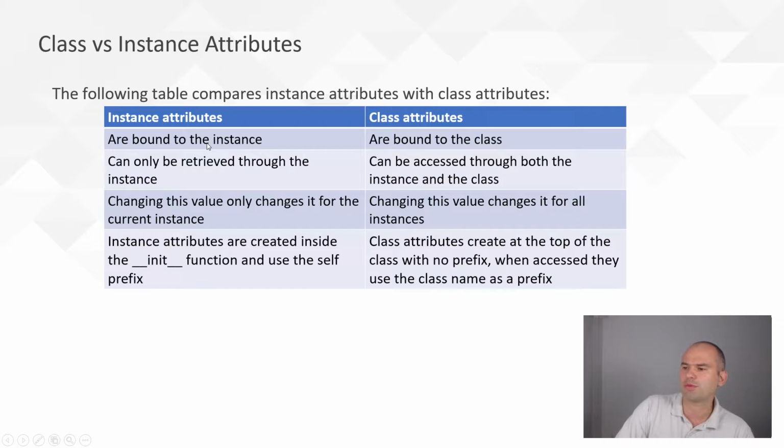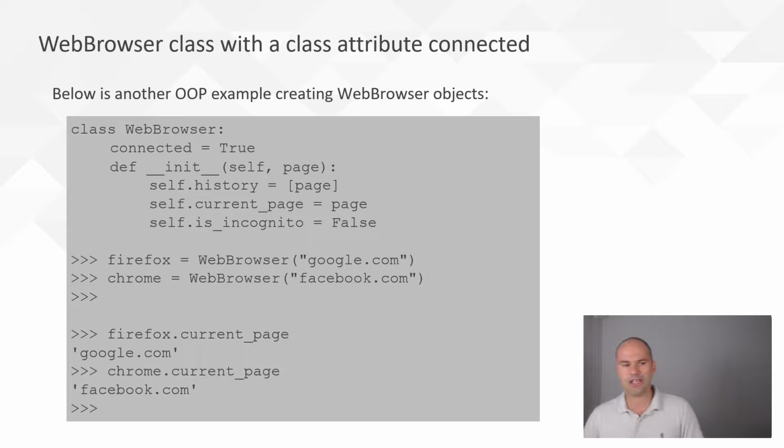So in this table, you kind of see how they compare to the instance attributes. The instance attributes are the ones we've seen so far. Instance attributes are bound to the instance, class attributes bound to the class. For instance attributes, you have to go to the individual object name to get the attribute. Class attributes you can get from both instance and the class. Instance attributes change value for this particular object, class attributes change it for all instances. And finally, instance attributes are created in the init, whereas class attributes are created at the top of the class with no prefix. So let's have a look at an example in code.